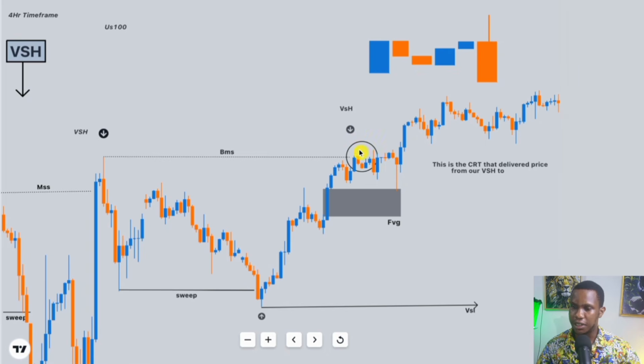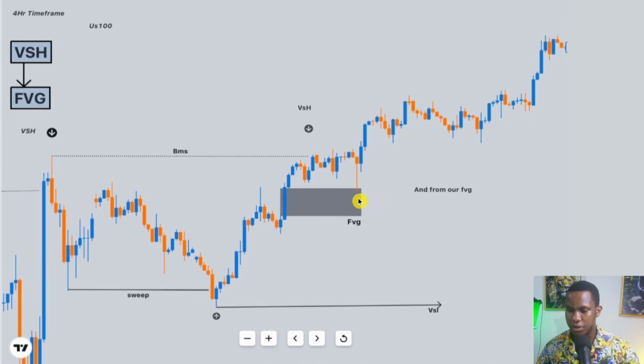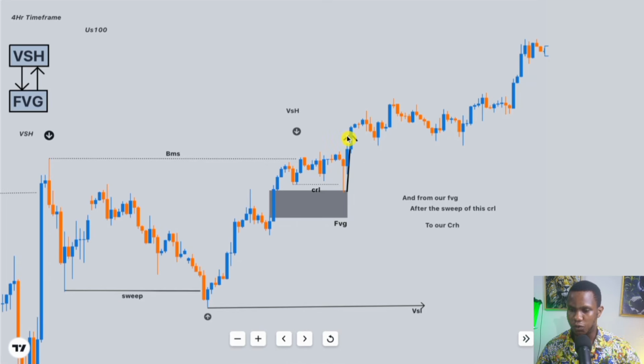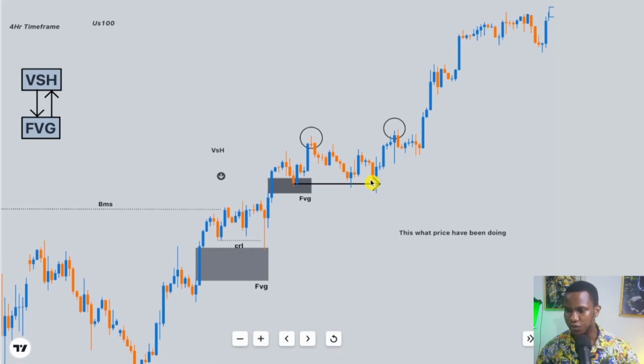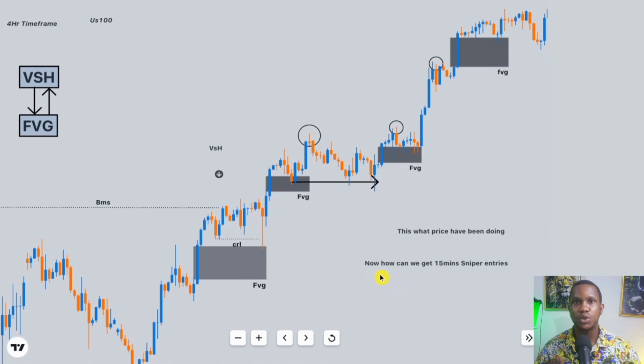And this is our CRT that delivered price from our value structure high towards our fair value gap, guys. And from our fair value gap, after the sweep of this candle range from the CRT, we move towards our candle range high. Check this out, guys. From value structure high to fair value gap, this has been the way price has been moving since. Now let me show you how to get precise 15-minute sniper entries, guys.